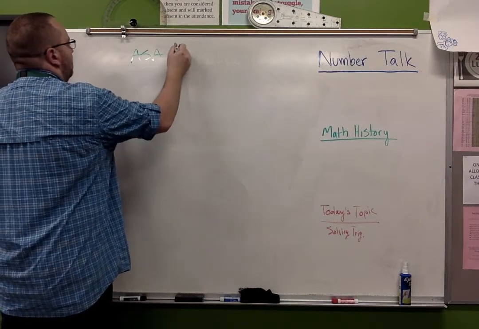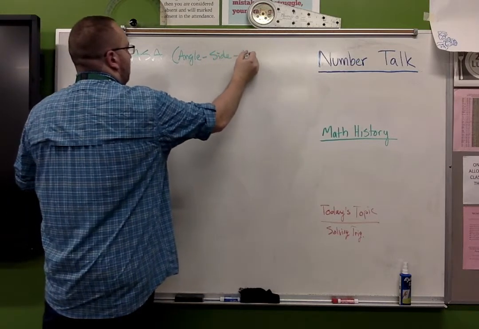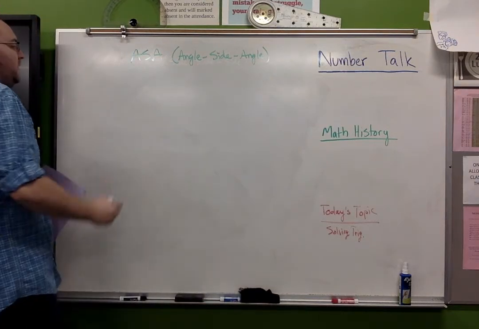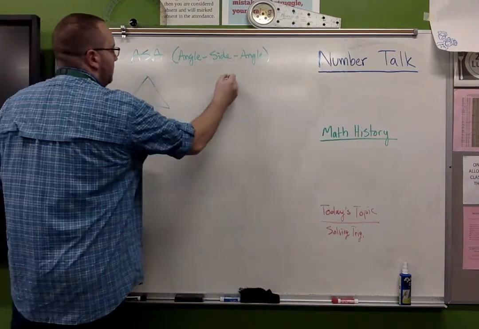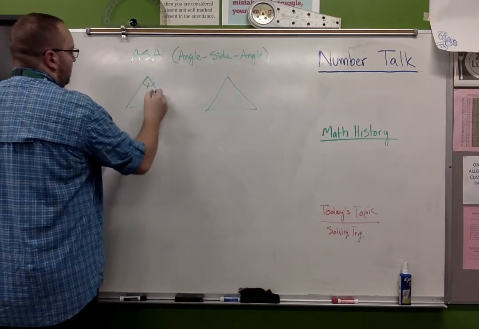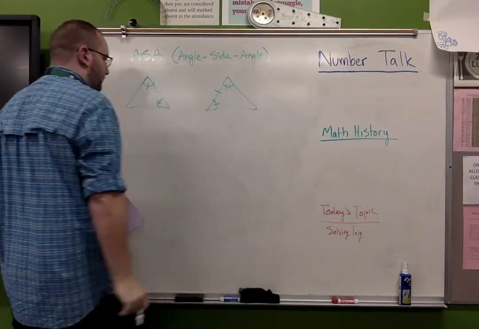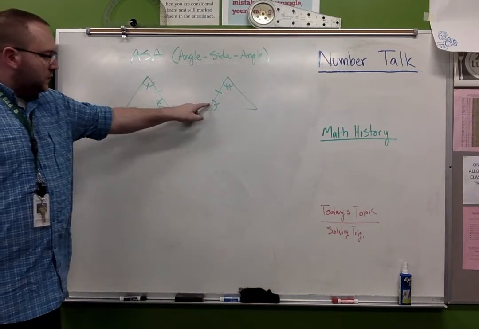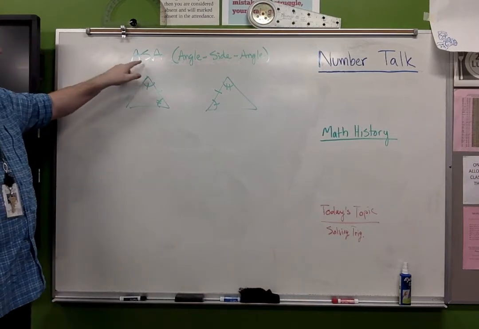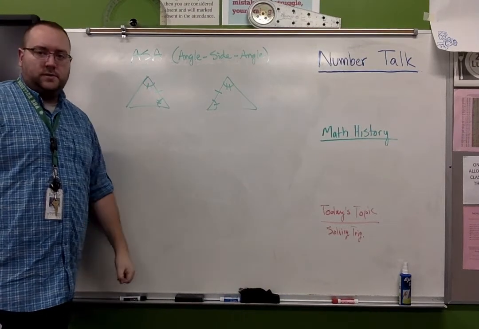Angle, side, angle. Okay. If we have two triangles here, and we have an angle, a side, and then an angle. So this angle is congruent with this one, this side is congruent with this one, this angle is congruent with this one. We can say by angle, side, angle that these two triangles are congruent, and thus all their measures are equal to each other.